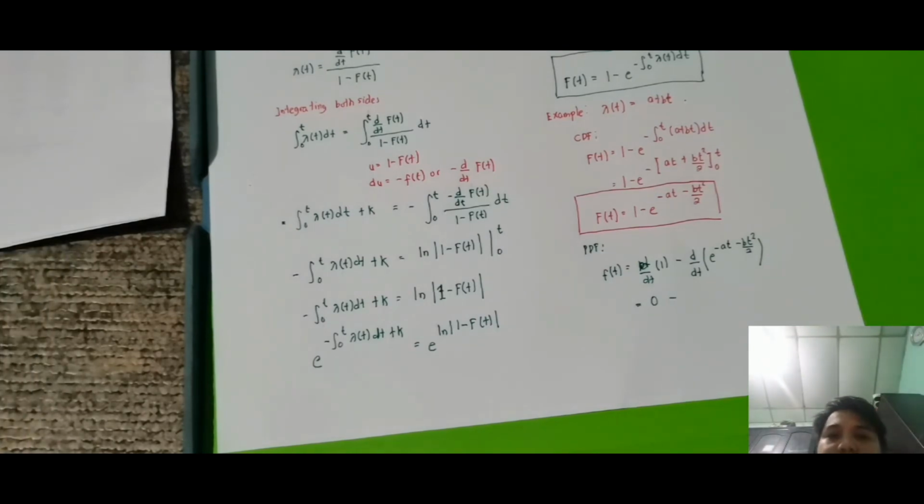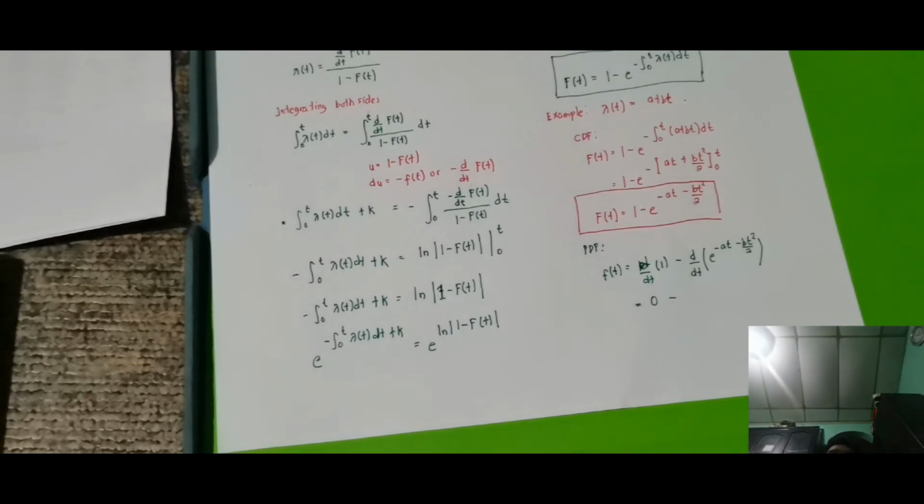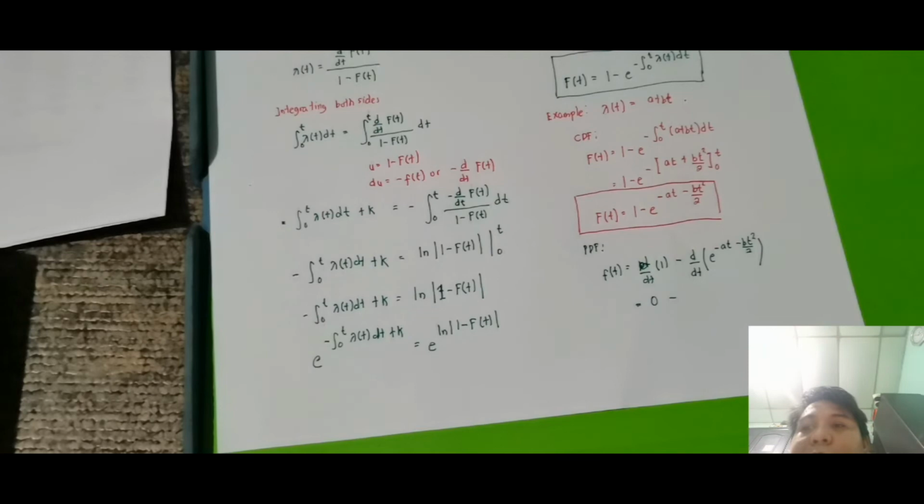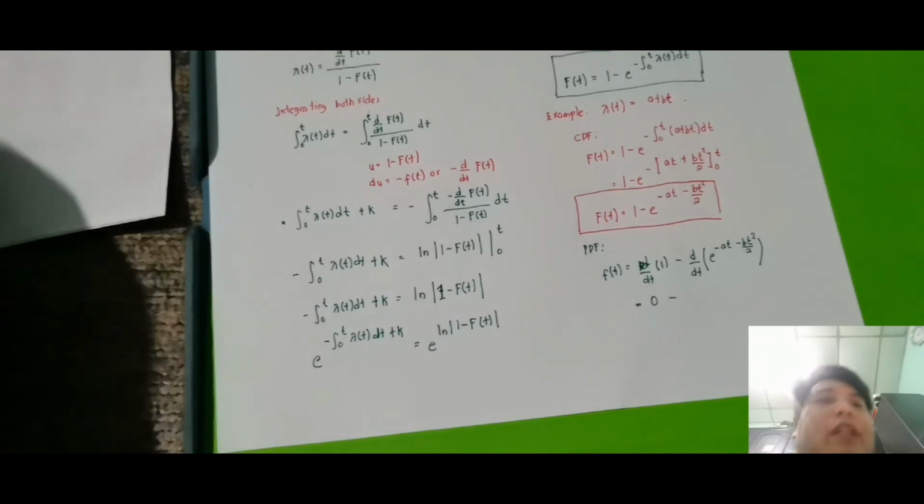So, tama ba ako ng pagkakaintindi? Derivative ng e raised to 80 plus bt, something na ganon. So wait, nalito ako sa pag-differentiate. So pag derivative ng 80 plus bt, e raised to 80.